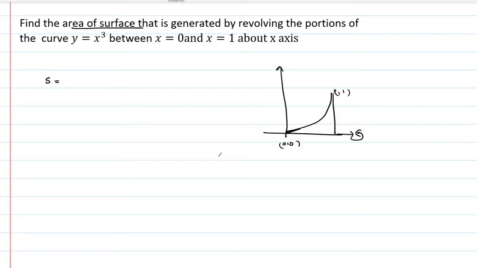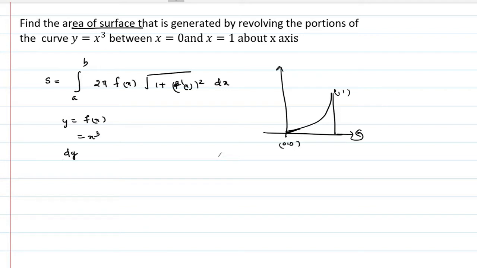What is the surface area? We have studied that S is equal to integral from a to b of 2 pi f of x into root of 1 plus f dash x square dx. Right? So we can find each of the values inside it. What is f dash x? y is equal to f of x, so f of x is equal to x cube. Then dy by dx, that is f dash x, is equal to 3x square. Is it right?